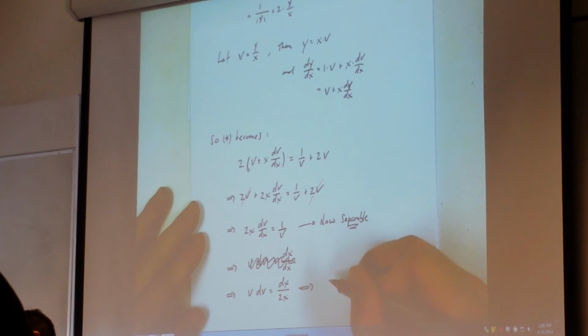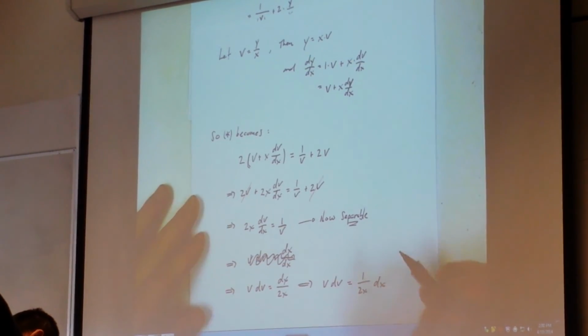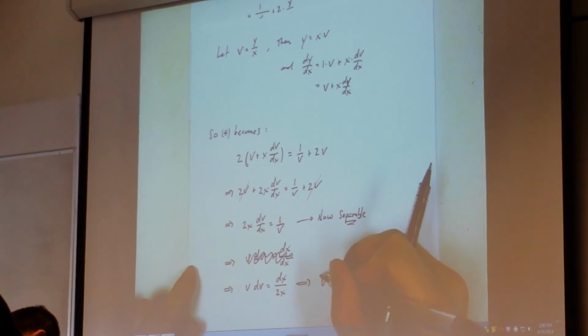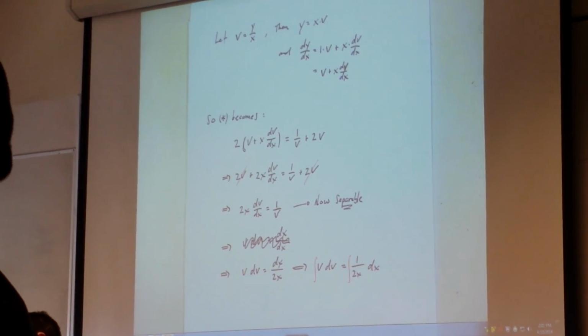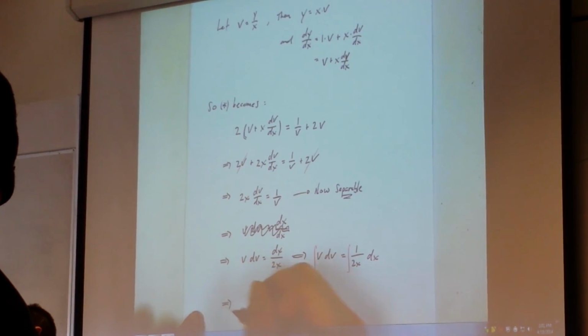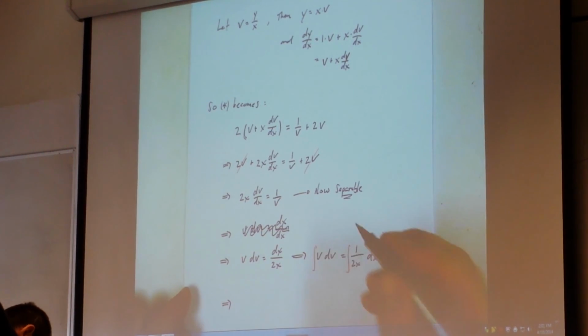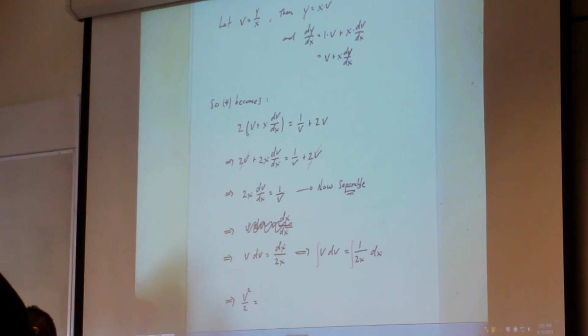So then, if you prefer, and I sometimes do, I don't like my dx's up top. You could write it as 1 over 2x dx, but then we integrate both sides because we were able to separate those variables to their respective sides of the equation. Okay, so we get v squared over 2 equals, and what is this? 1/2 that, right, 2x. 1/2 natural log of 2x.